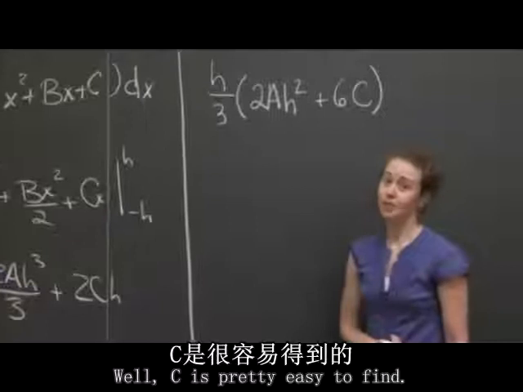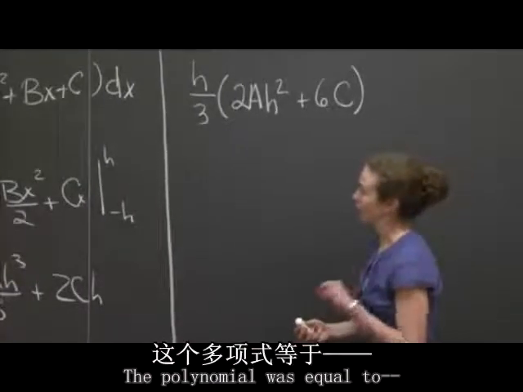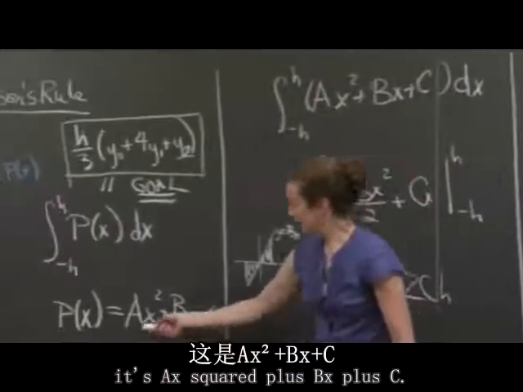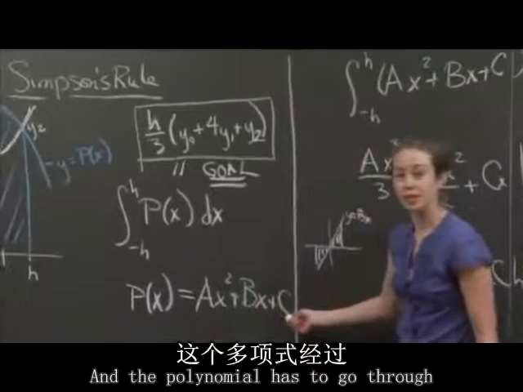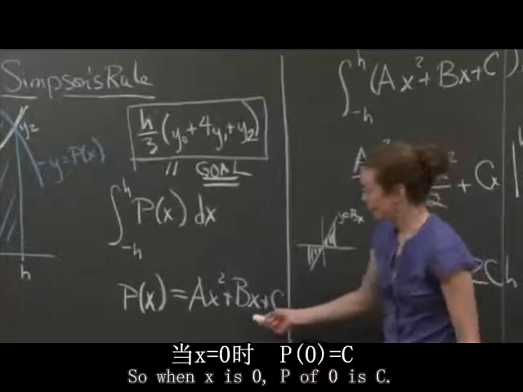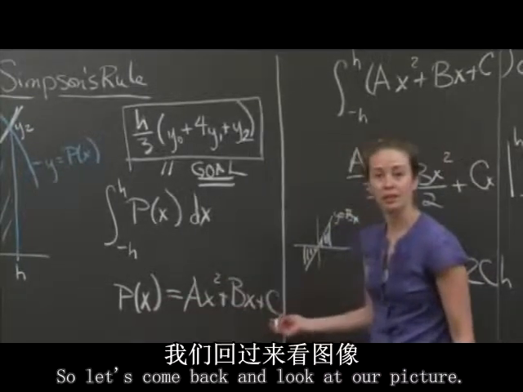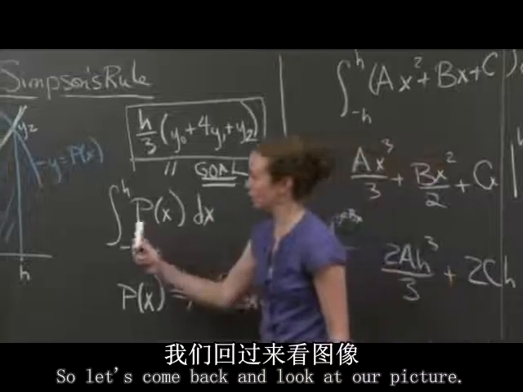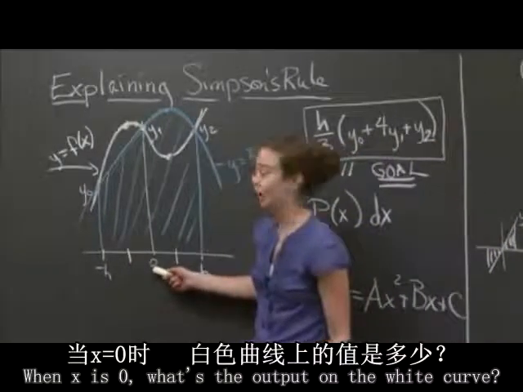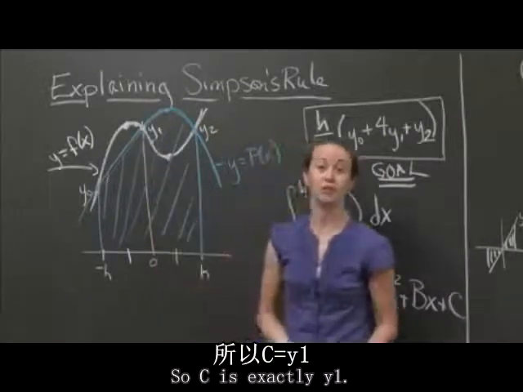Well, c is pretty easy to find. Let's think about why that is. I have this polynomial. If we come over here and look again, it's a x squared plus b x plus c. And the polynomial has to go through those 3 points I had. So when x is 0, p of 0 is c. So let's come back and look at our picture. When x is 0, what's the output on the white curve? It's y1. So c is exactly y1.